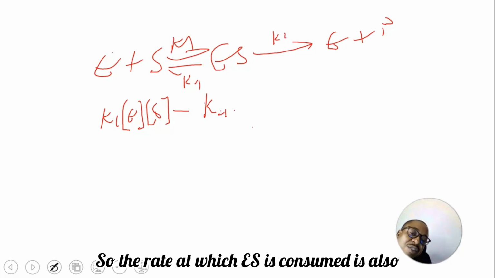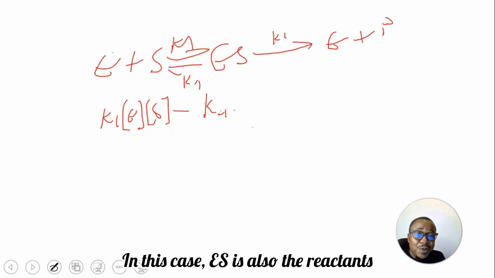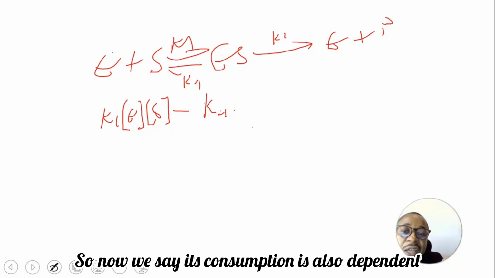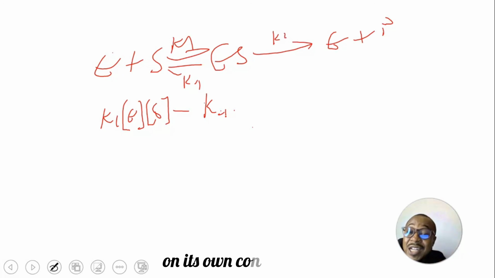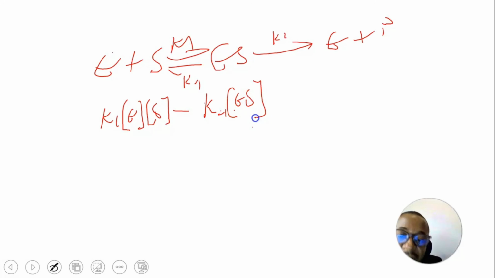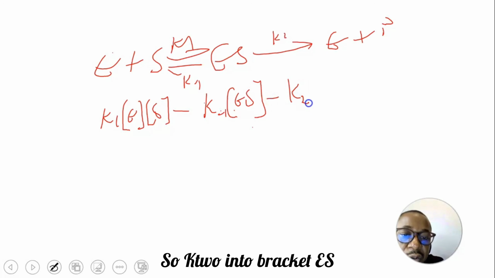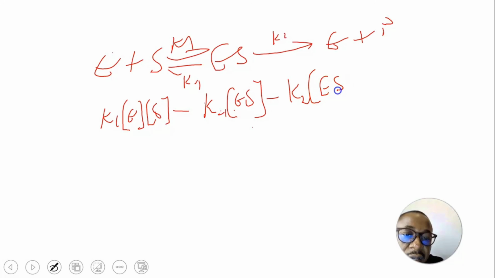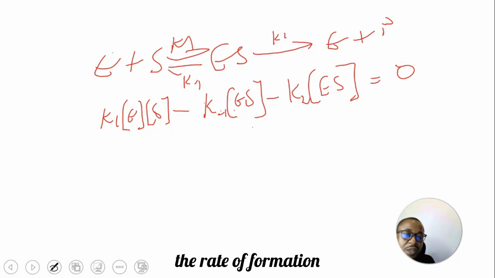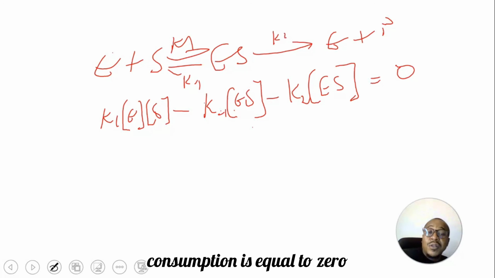The rate at which ES is consumed: in this case, ES is also the reactant, so its consumption is dependent on its own concentration. So we say times the concentration of ES. Now in K2, ES is consumed, and when we say ES is consumed, we use a minus sign. So minus K2 times the concentration of ES, equal to 0. Remember our definition: the rate of formation and the rate of consumption is equal to 0.